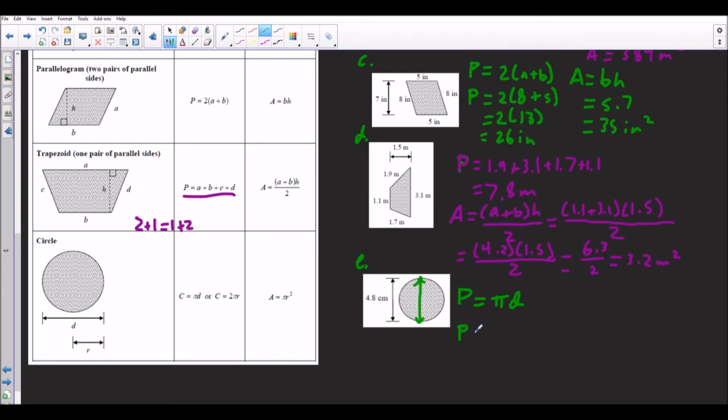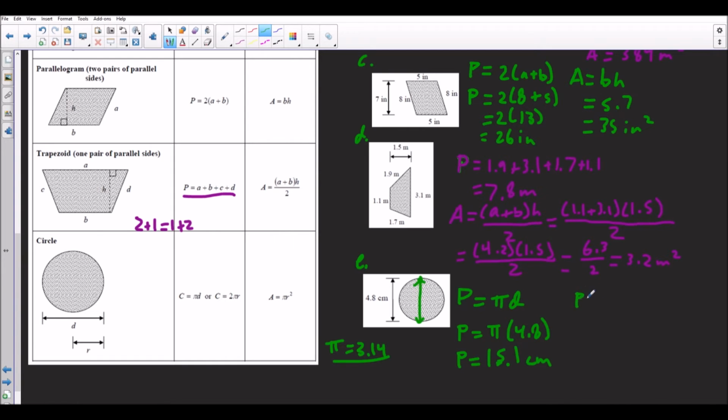We can calculate it. We can say P is equal to pi times 4.8. P is equal to, and if you use the pi button on your calculator, we get 15.1 centimeters. Now, if you haven't seen the number pi before, or if you forget what it is, if you don't have a pi button, you can just use 3.14. That's an approximate version of pi, and you won't get this exact answer, but for our methods that will be good enough if you don't have a pi button. If you do have a pi button, you really do need to use that.